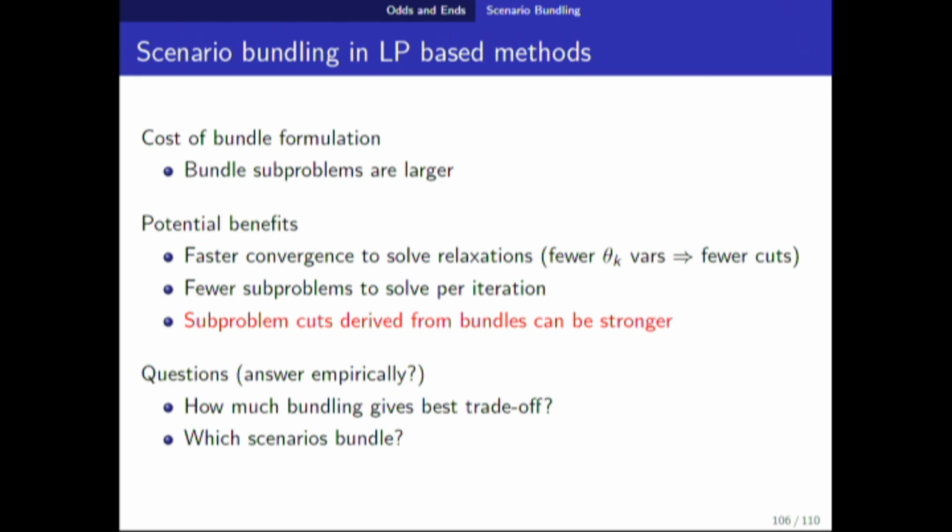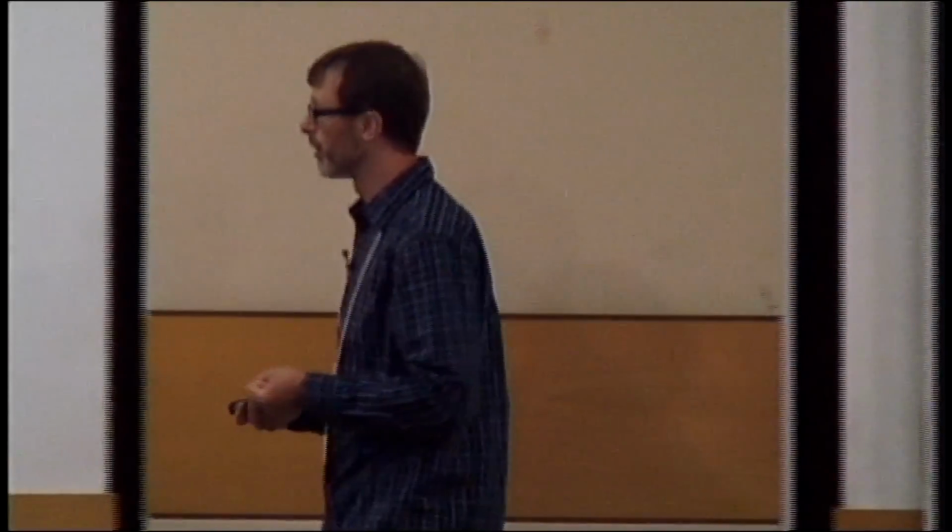Remember I talked about these subproblem cuts. And these are subproblem cuts that are based on just one per scenario. And the limitation of those subproblem cuts is that they're just one per scenario. So that's where some weakness might come in. But when I start combining scenarios together in a bundle, those subproblem cuts that are now valid for everybody in the bundle can become stronger. So my relaxations can be better. Okay, so that's a benefit of bundling in this case.